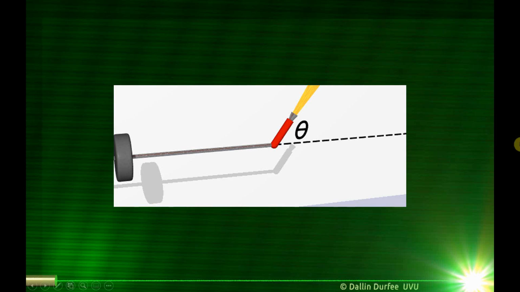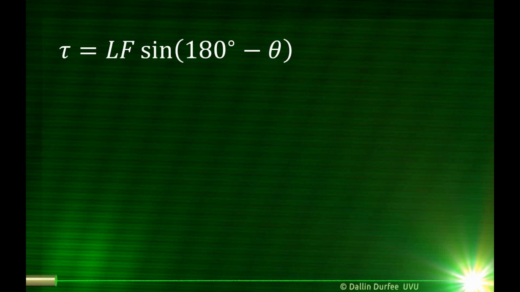Well, if we look at this drawing here, we've used theta to represent this angle right here. But the angle between the force and the lever arm is really that angle right there, right? If I put my fingers in the direction of R and rotate them until they're in the direction of the force, this is the path that my hand will take. So the angle between the lever arm and the force is really 180 degrees minus theta. So our torque is really LF times the sine of 180 degrees minus theta.